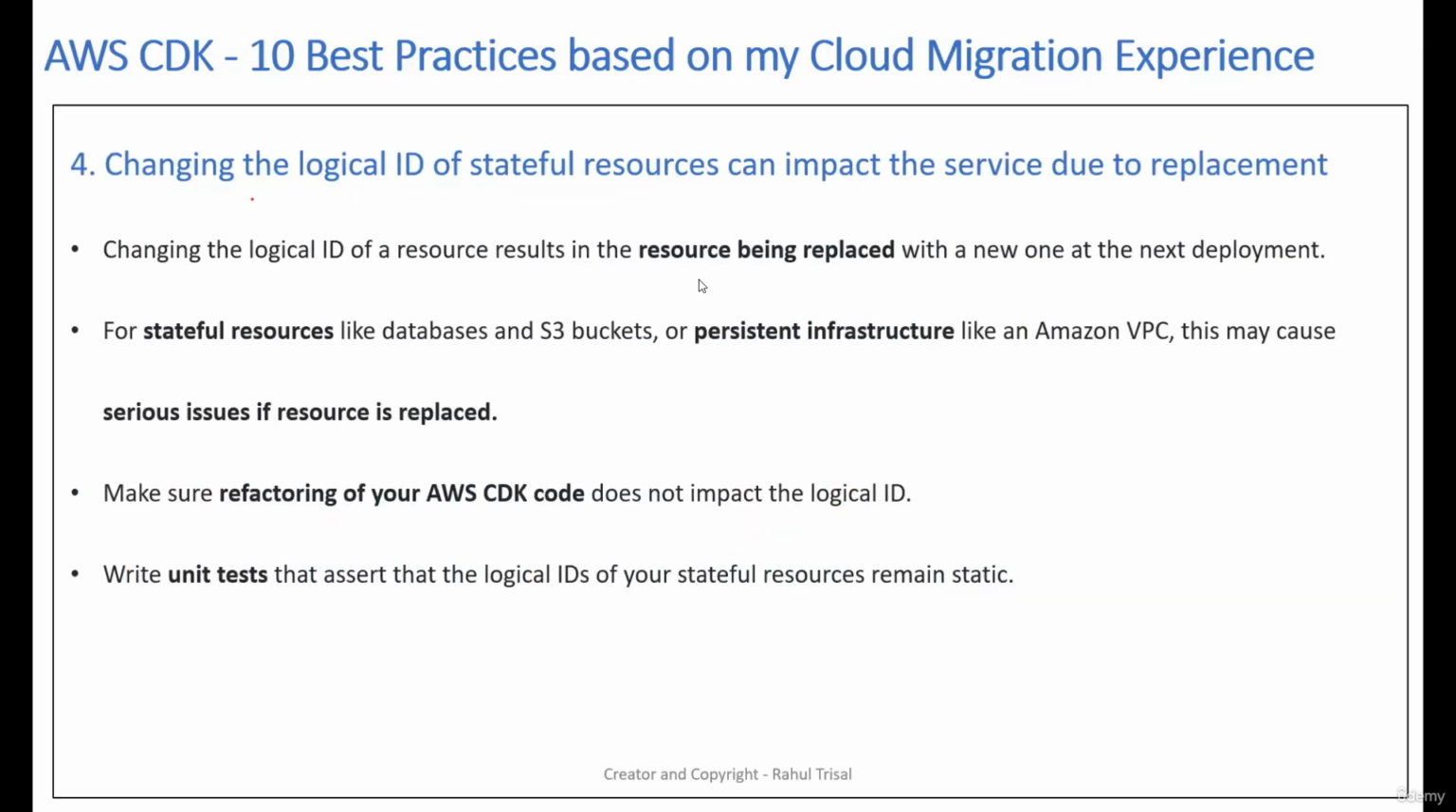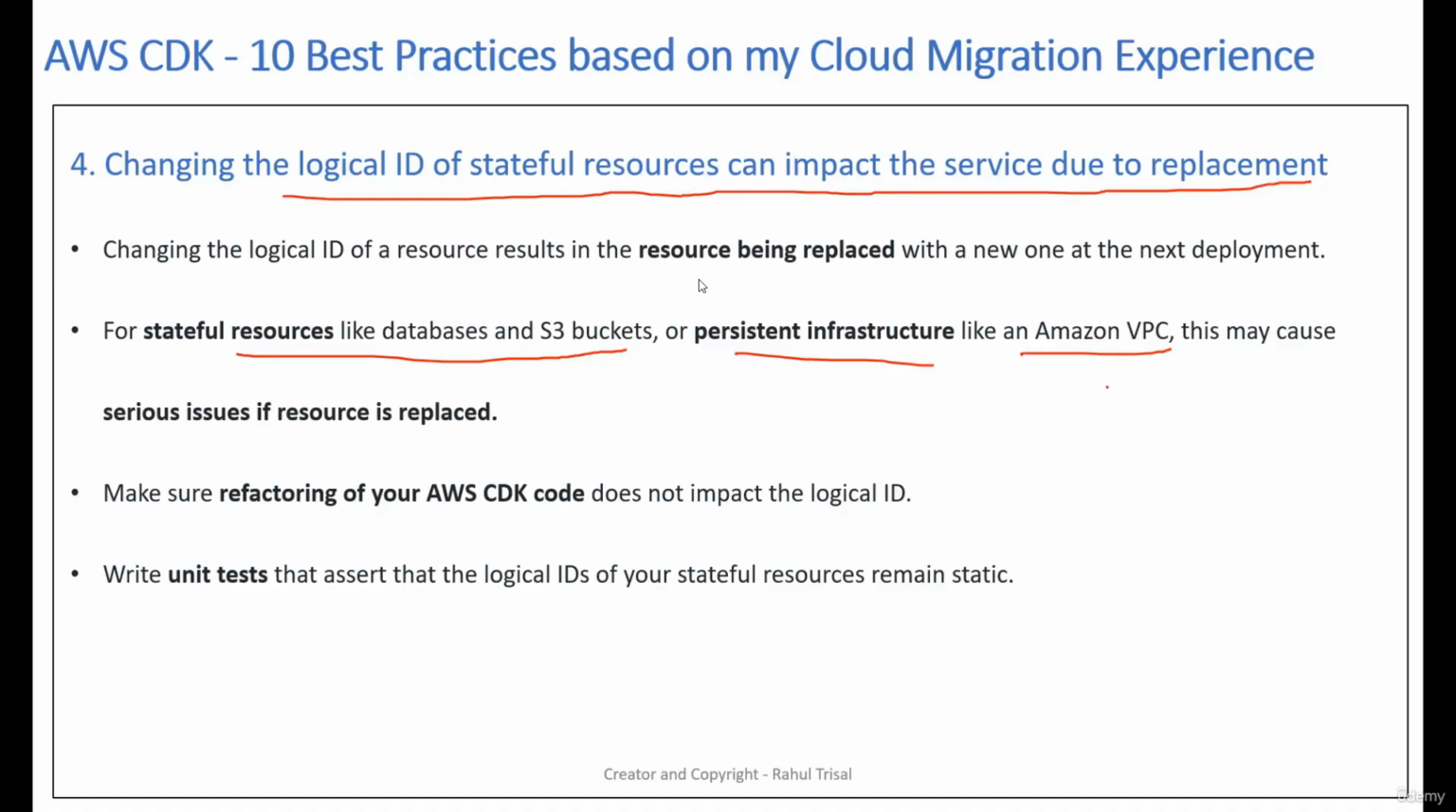The fourth key one is that the logical ID of the resource, especially the stateful resource, should not change because it can have an impact on the service due to replacement. When we were creating the AWS services, we had to provide the logical ID. Now say for some reason you change that logical ID, that means that resource would be replaced. So there will be an interruption to that particular AWS service, especially in cases of stateful resources like database or S3 buckets. That can have an impact because then you are changing the AWS resource and there could be a service disruption. Similarly, for persistent infrastructure like Amazon VPC, this can have a catastrophic impact.